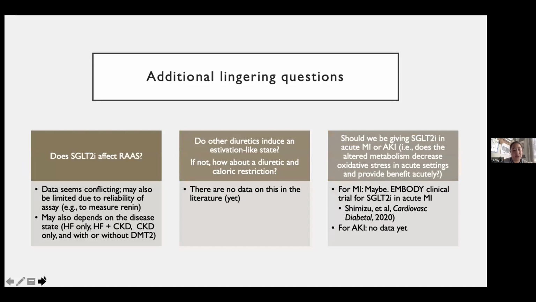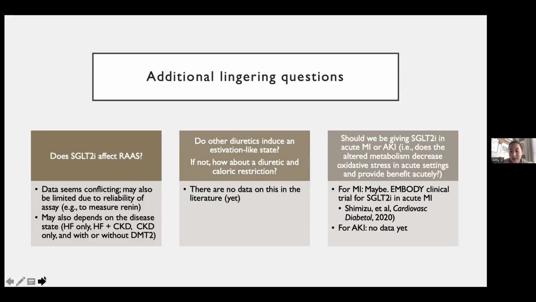Like, do SGLT2 inhibitors actually affect the renal angiotensin aldosterone system? Maybe, but not totally convincing data yet, to my knowledge. My theory is that it also probably depends on the disease state that you're studying. And then of course, the very natural question I had was, whoa, there's this thing I learned called estivation. Do all diuretics do this? And if not, do diuretics and caloric restriction do the same thing? And there's no data yet.